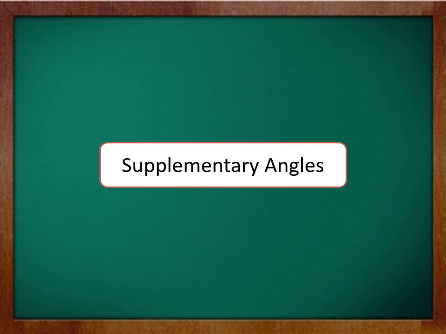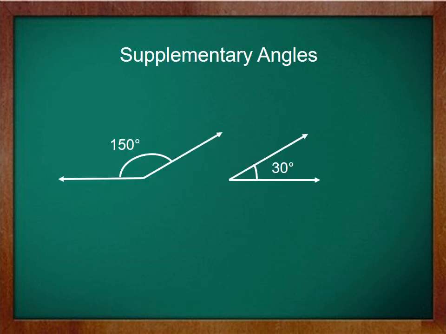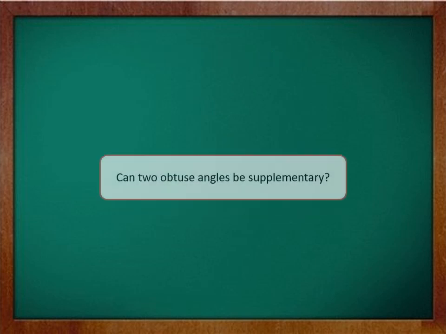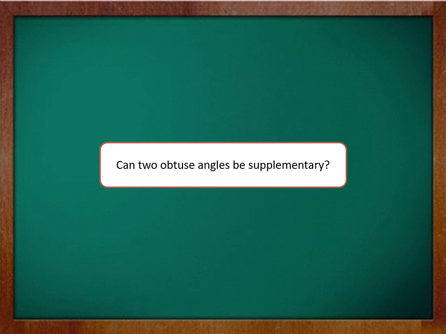Now let's learn about supplementary angles. When the sum of two angles is equal to 180 degrees, they are called supplementary angles. If we join these two angles, their sum is equal to 180 degrees. Therefore, the angles are supplementary to each other, or they are supplementary angles. Now let's do some exercises on supplementary angles.